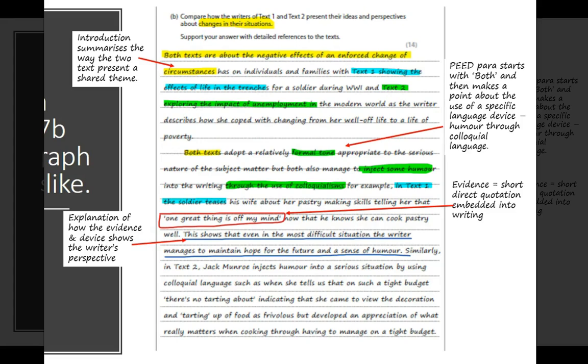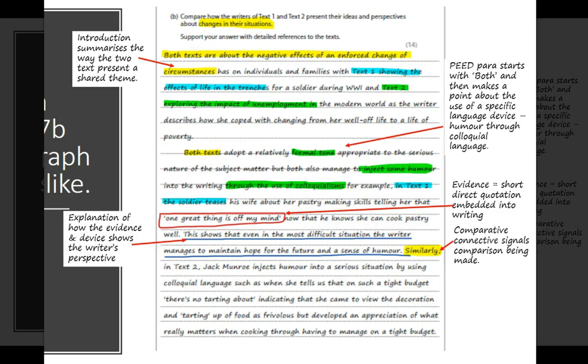All right, it is not enough just to identify examples of language and structural devices and talk generally about how those devices are used by any writer in any text. You have to be discriminating and focus on the way it's being used in the text you're dealing with.